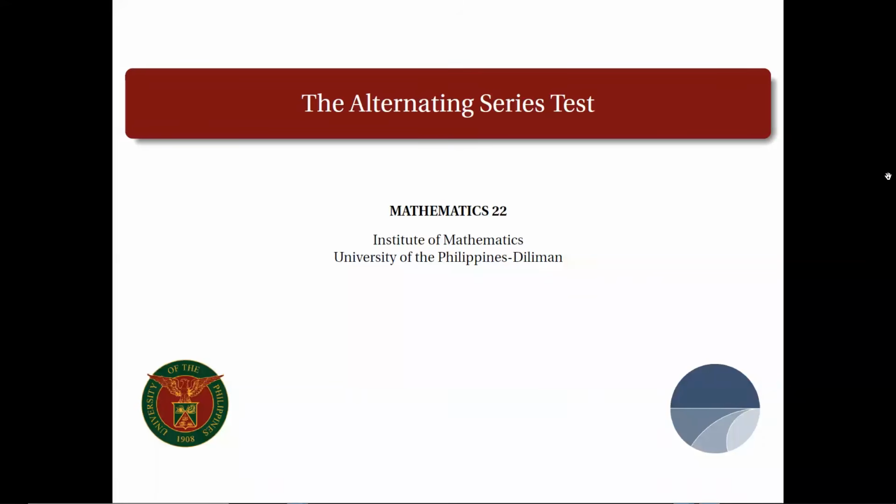For this lecture video, we will talk about a series test that works on a specific type of series called an alternating series. As the name suggests, an alternating series is a series where the signs of its terms alternate between positive and negative.